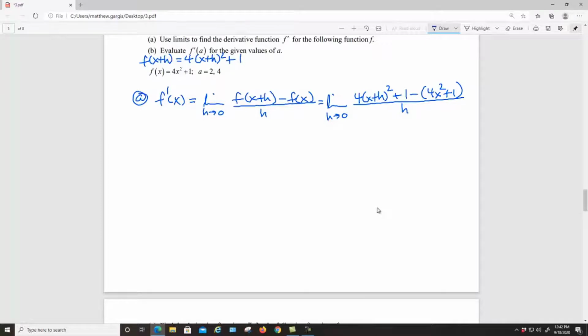Alright, so now let's do a little algebra here and see what happens. If I square x plus h, that's a binomial, so I'll need to write x plus h out twice and then FOIL it out.